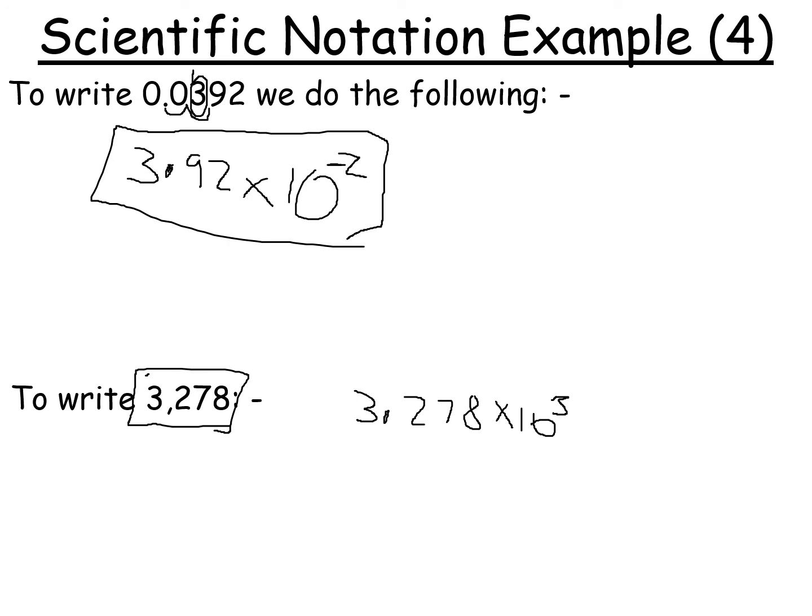So write down the first whole number, which is 3. Put the decimal after it. Are there any numbers after the decimal? Yep. So we write down 2, 7, and 8. Then we write down times 10. How many numbers were after the 3, or how many places did that decimal have to go? It was 3, because there's 1, 2, and 3. So we put 3 there, and that's our final answer there. Okay, so if you got that, give yourself a wee clap on the back.